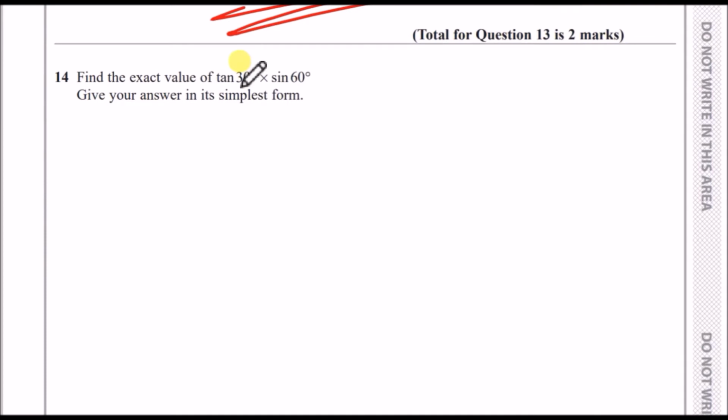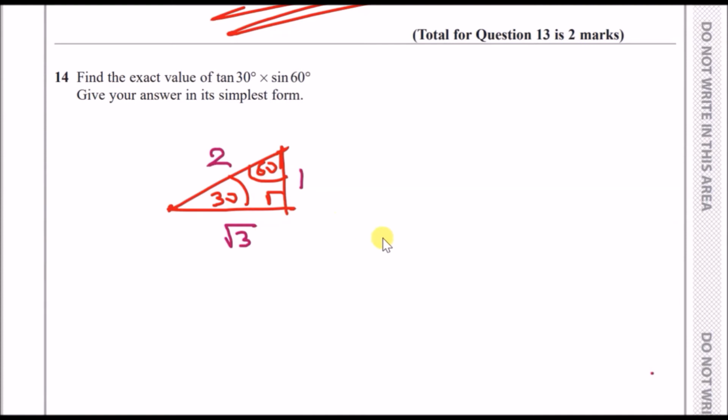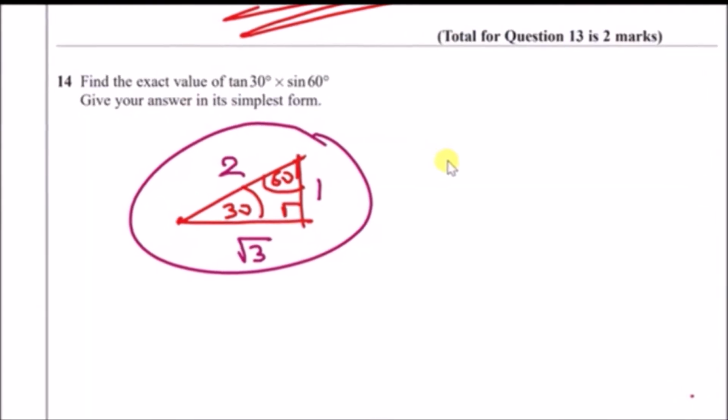Question 14. Find the exact value of tan 30 times sine 60. Give your answer in its simplest form. Alright guys, to solve these kinds of problems, we always use our right angle triangles, and if you remember, we need to use something called the 30-60 triangles, yeah? Now these are fixed definitions, but what we need to know is that if the length opposite 30 is 1, then the hypotenuse, double it, is 2, and if you use Pythagoras, you get root 3. I'd personally just memorize this triangle. There's this one and also the 45-45, but we don't need it here.